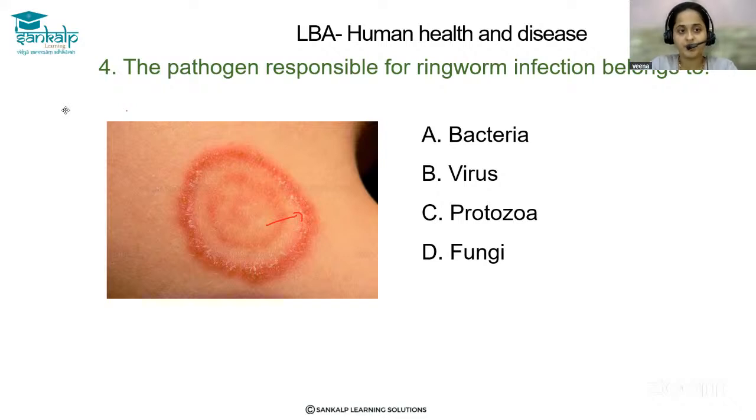Let's solve question 4. The pathogen responsible for ringworm infection belongs to. So, dear students, the image is visible, right? In this image, if you observe properly, you can see a ring-like structure. You can easily observe it here.